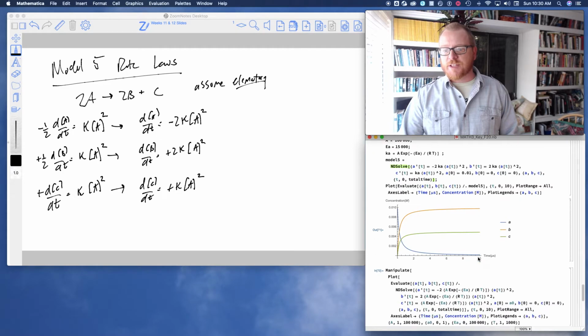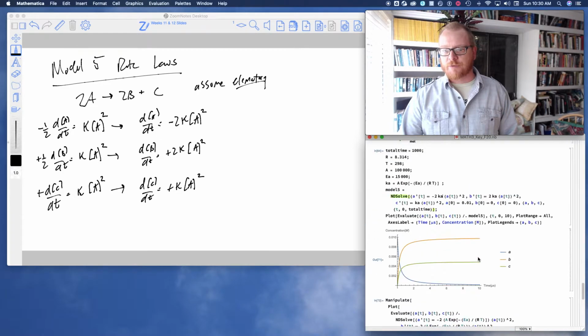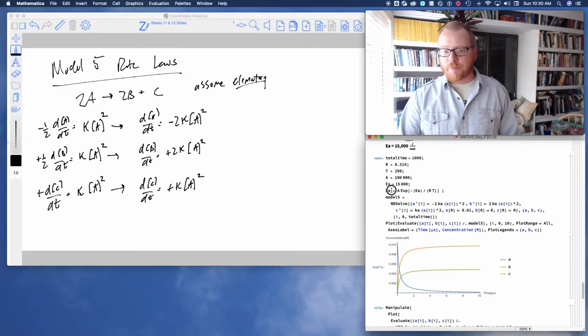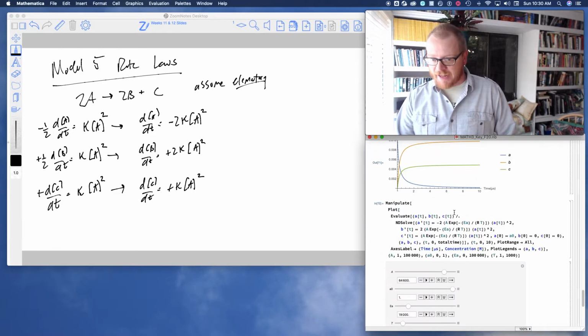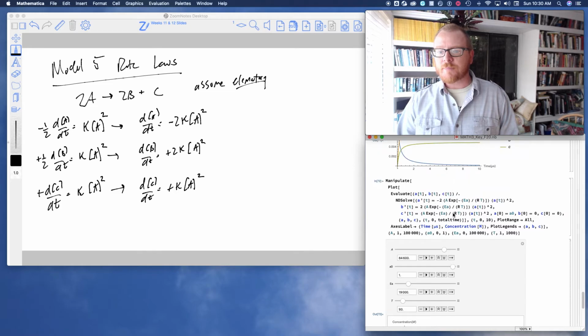And then to do this Manipulate model, this is going to be hairy for a lot of you. So we recognize here I put in K, and for the Arrhenius, K is A times the exponential of negative EA divided by RT, where R is going to stay the same, but I've got values for T, A, and EA. So now to make a Manipulate out of that, like I did here, I go Manipulate, Plot, Evaluate. And again, we're going to evaluate this for A, B, and C, and then replace those evaluations with the NDSolve model.